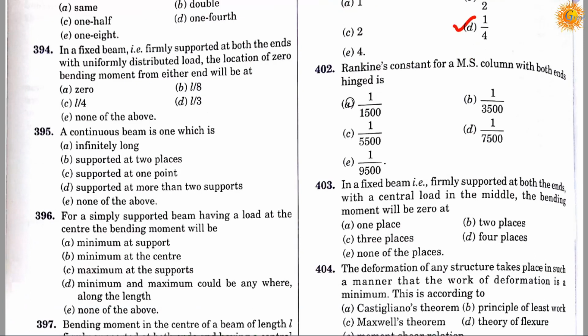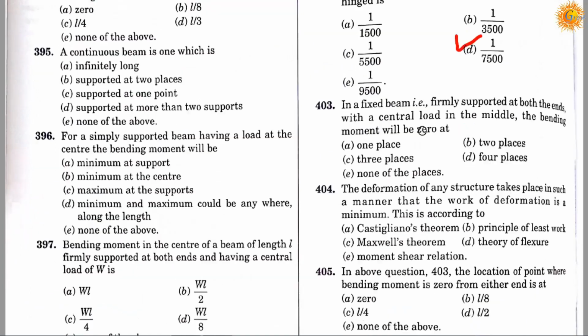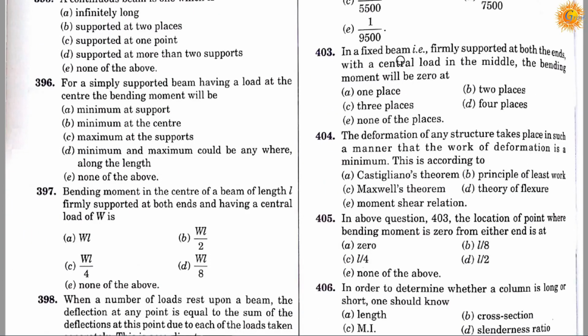Question number 402. Rankine's constant for a MS column with both ends hinged is: option A, 1/1500; option B, 1/3500; option C, 1/5500; option D, 1/7500; and option E, 1/9500. The correct answer is D, it will be 1/7500.